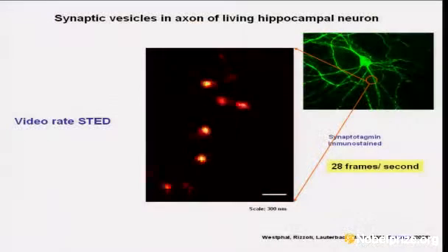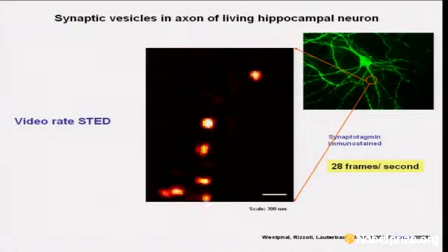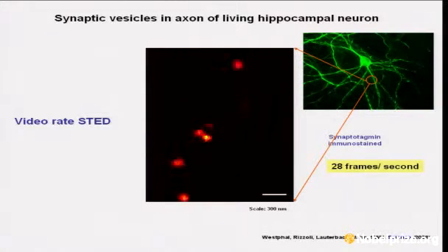Of course, a strength of light microscopy is that you can image living cells. And this is an example of video rate recording STED microscopy. These are synaptic vesicles in an axon of a living neuron. You can see how they move about and learn about their dynamics and what their fate is in time. And that's important, to be able to image living cells.